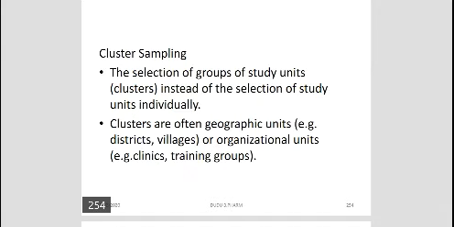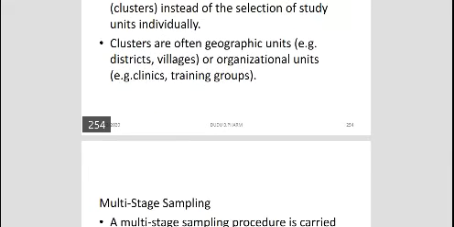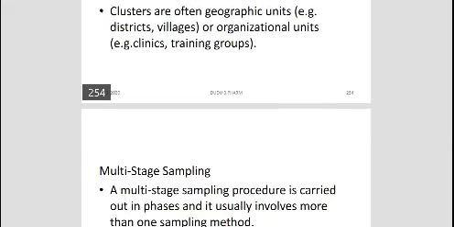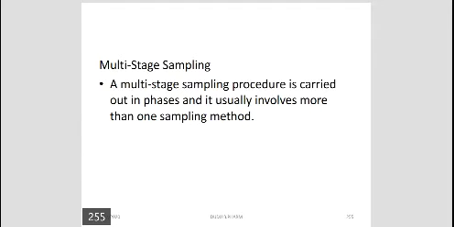Let's see cluster sampling. In cluster sampling, there is selection of groups of study units, which we call clusters, instead of selection of study units individually. Clusters are often geographic units, for example districts, villages, or organizational units such as clinics and training groups. Multistage sampling: a multistage sampling procedure is carried out in phases, and it usually involves more than one sampling method.